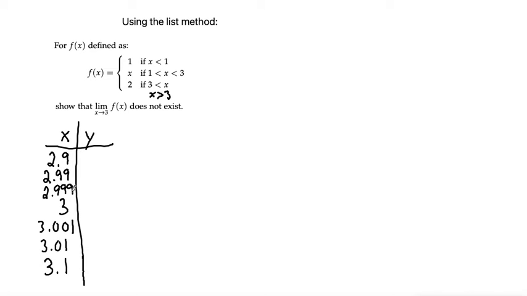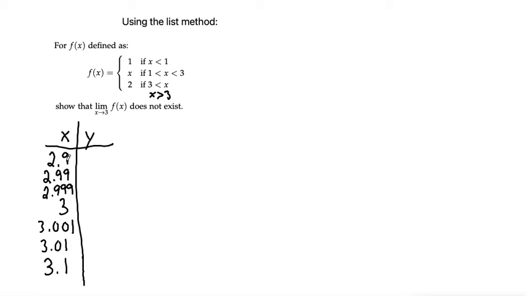And usually having three decimal places is close enough. You might have to do an extra value or two if it's unclear, but we'll get there if we need to. Okay, so to use this strategy, we want to plug in our values of x into our piecewise function to see what our values of y are in each case.